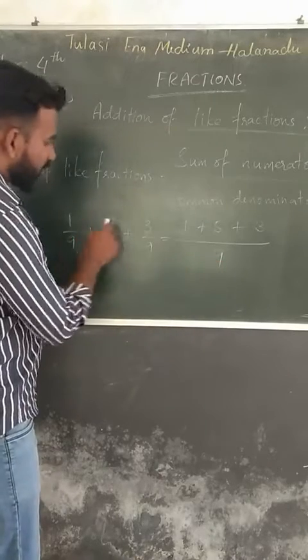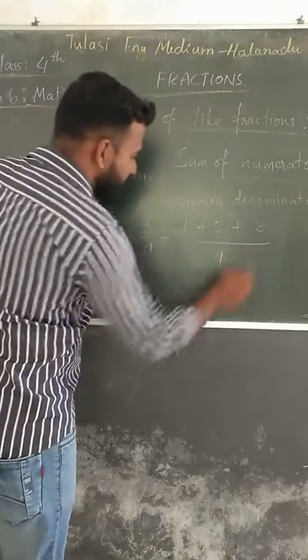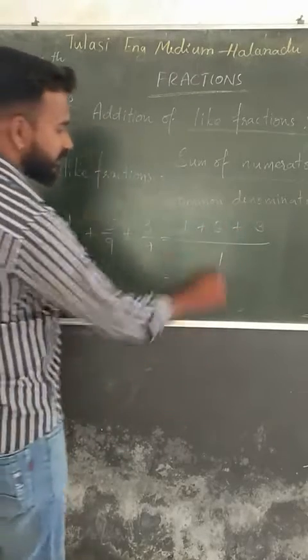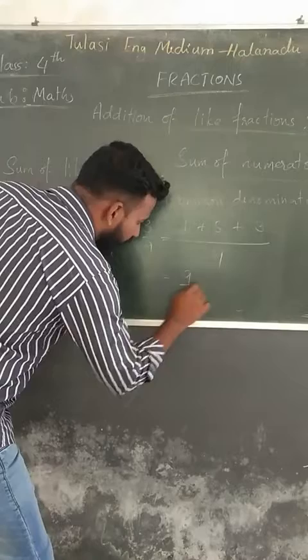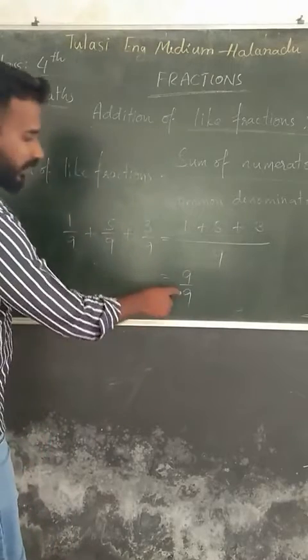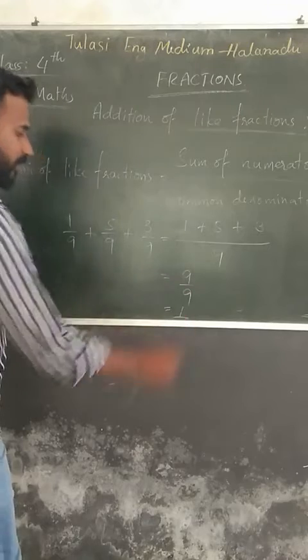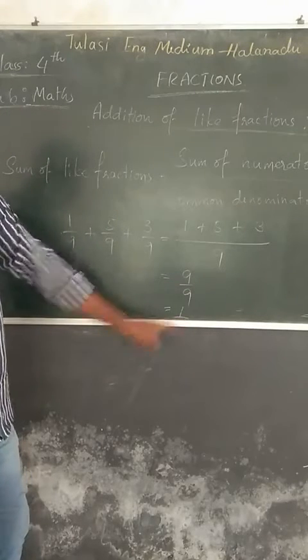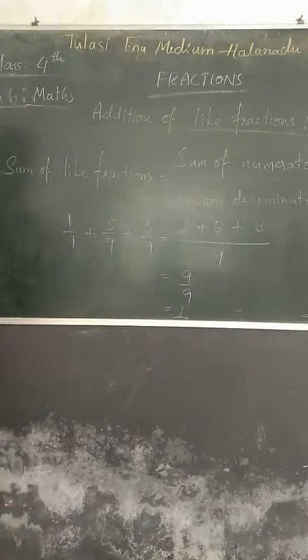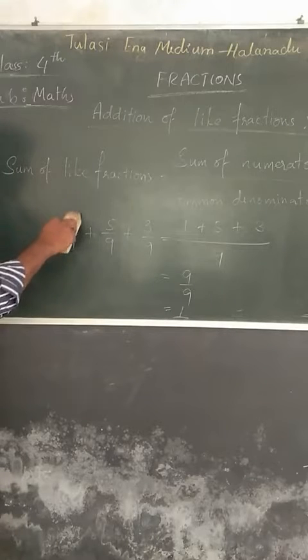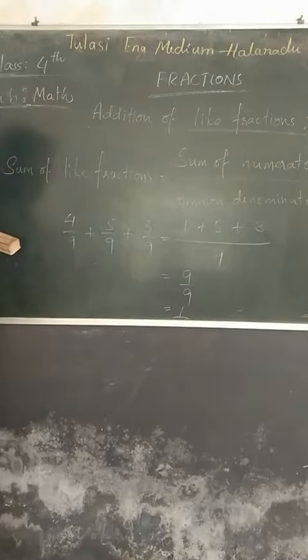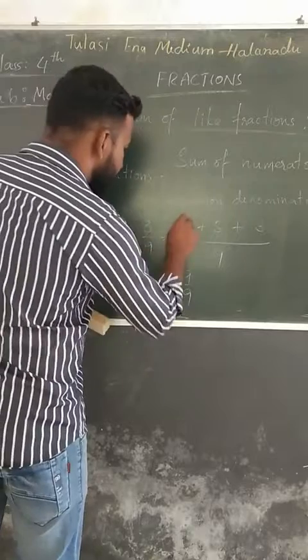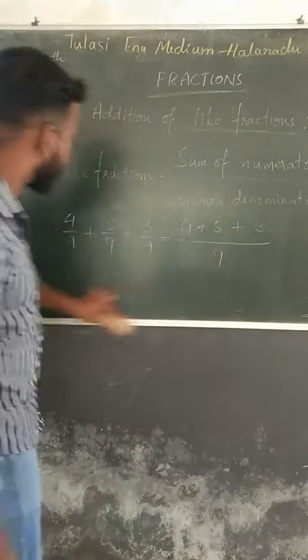The denominator is 9, and the numerators you add: 1 plus 5 is 6, 6 plus 3 is 9. 9 by 9 in the sense 1. If the numerator and denominator are the same, that is 1. Now I am changing, I'm writing 4 in the place of 1, to get an improper fraction result.